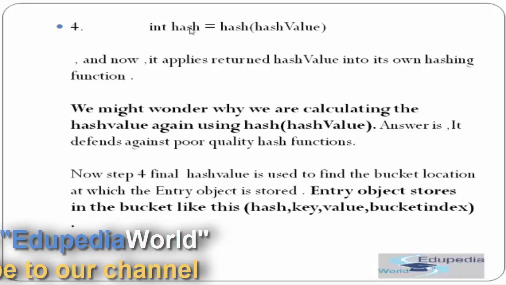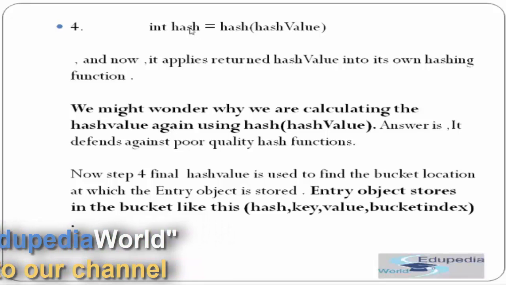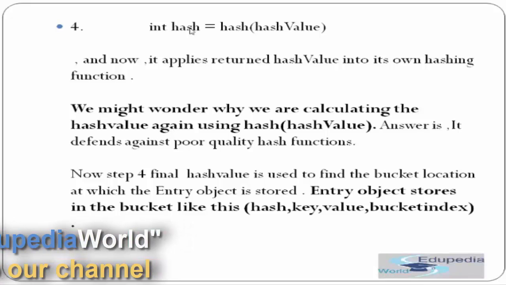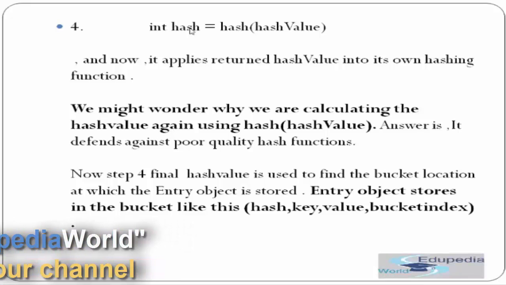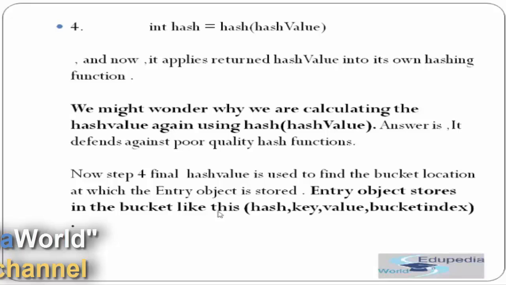Now step 4, the final hash value is used to find the bucket location at which the entry is stored. The entry object stores in the bucket: hash, key, value and bucket index. So there are 4 things which are stored in the bucket and the entry object. Fine.